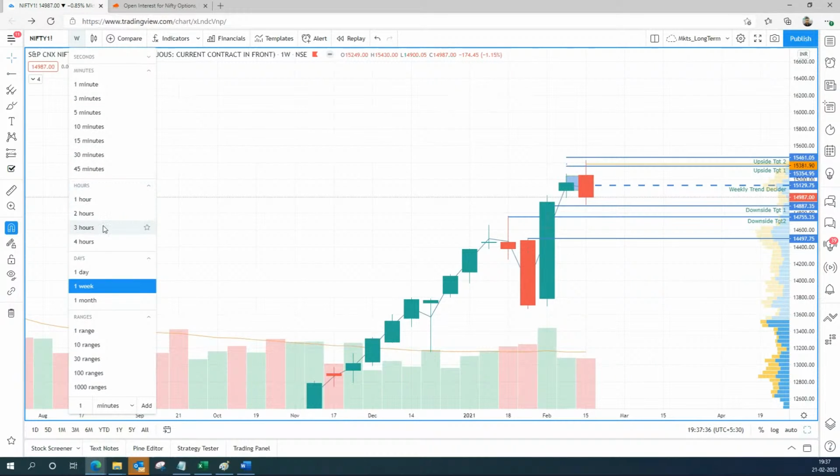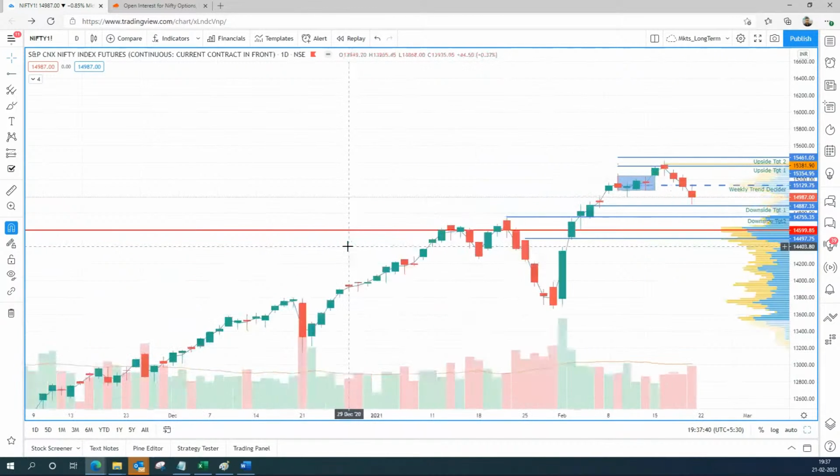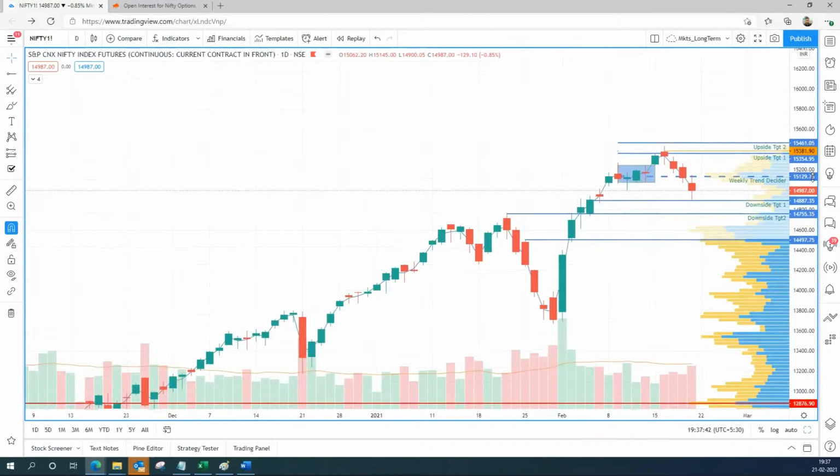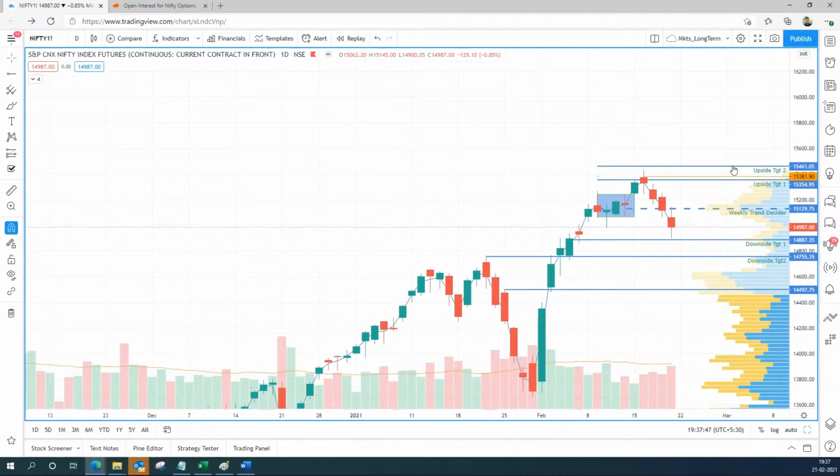We use methods of volume profile and price action analysis. So we'll drill down to lower time frames as we go, and further use volume profile analysis to find out our zones of inflection, trend decider, and then the downside targets and upside targets.